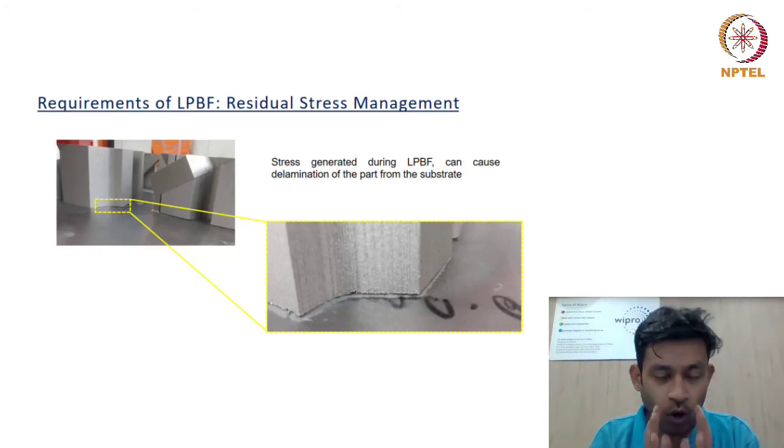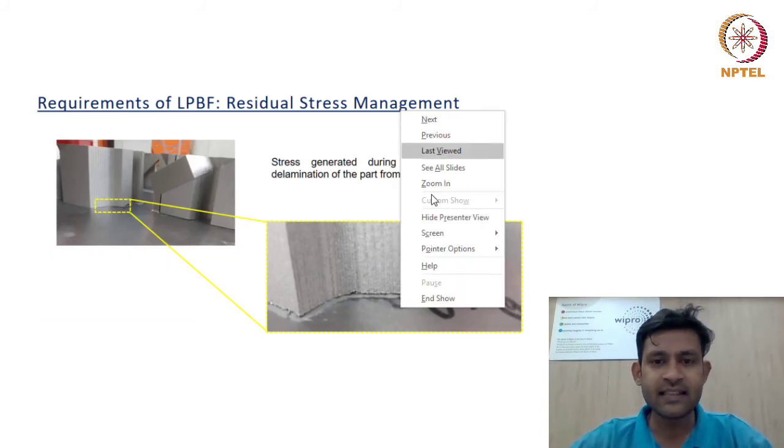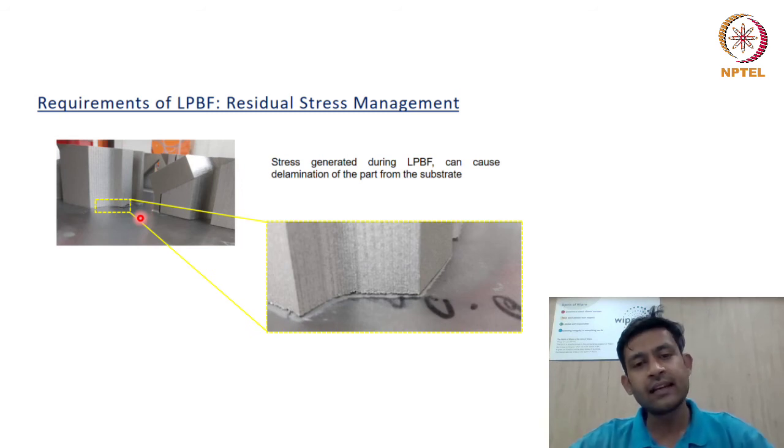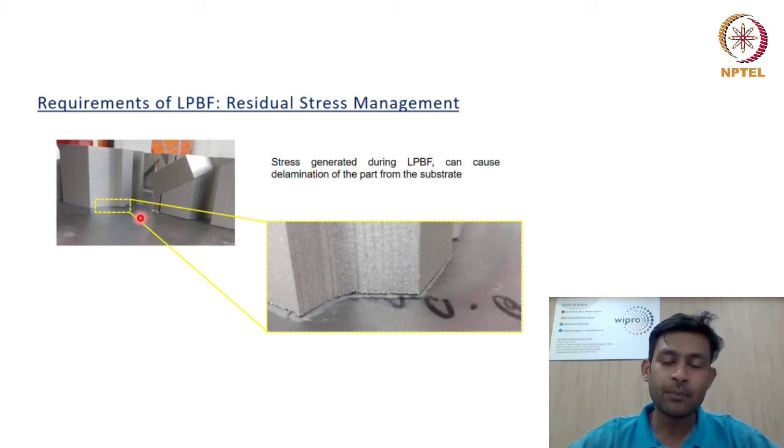So what you see here is a typical example of a support failure due to excessive residual stresses. The component that we were making here is a component for an aero engine module, and it was made in Inconel 718. Inconel 718 is a material which is generally difficult to deal with in LPBF if you compare it to maraging steel or SS316L because of its microstructure.